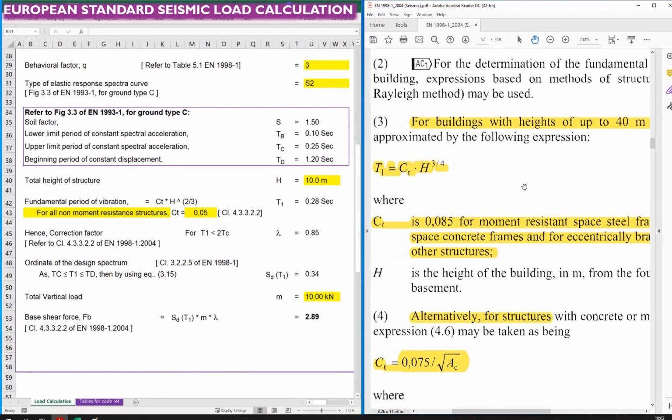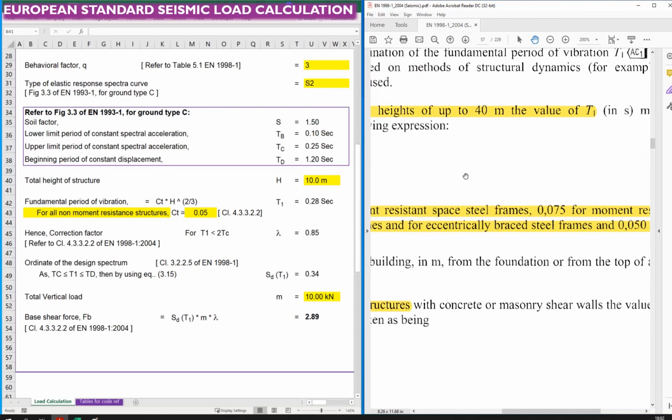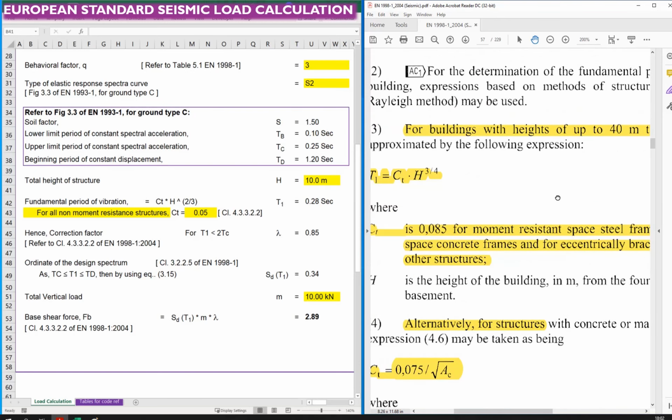So we don't know what kind of structures we are going to design, as this is a calculation for a sample. So I am considering the last category, that is for all non-moment resistant structures, so it is 0.05. I also have the value of height, so it is easy for me to calculate the fundamental period of vibration. So for me the fundamental period of vibration T1 is coming 0.28 second.